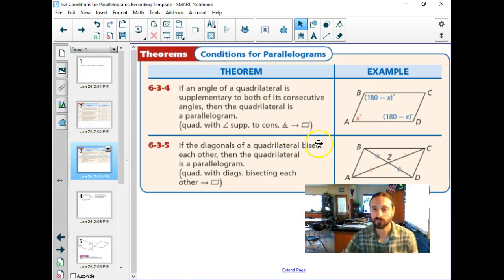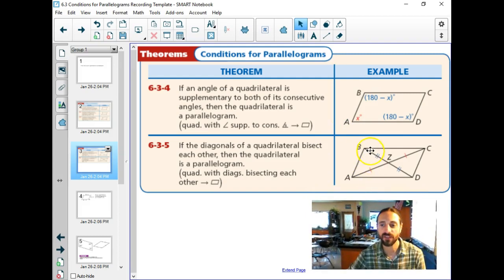And then, if one angle in a quadrilateral is supplementary to two adjacent angles, so this angle here is supplementary to this one and to this one, well, guess what? It's got to be a parallelogram. And last but not least, if the diagonals of a quadrilateral bisect each other, they cut each other in half, that's got to be a parallelogram.